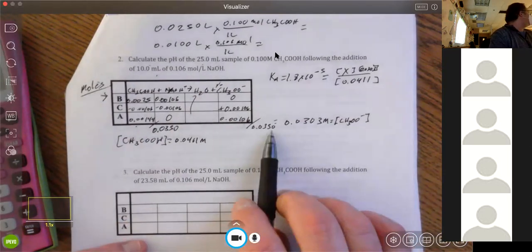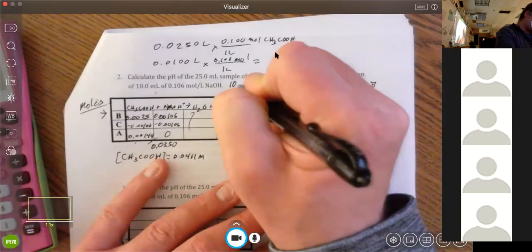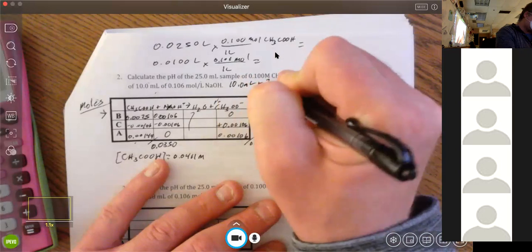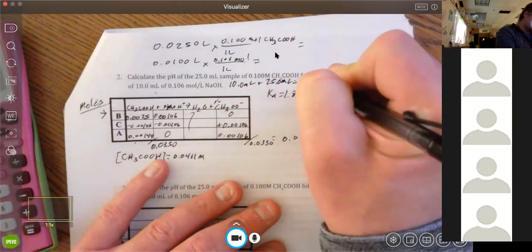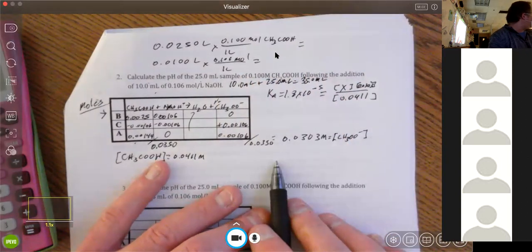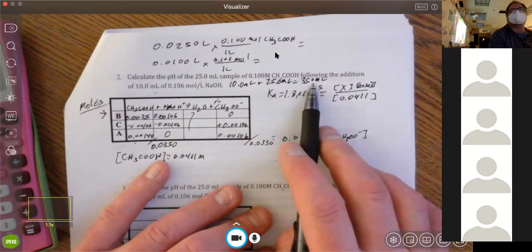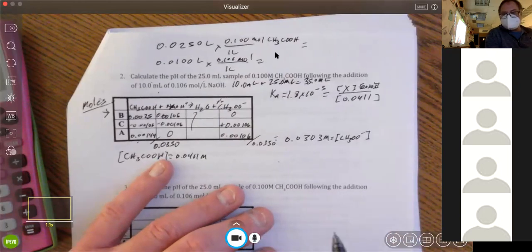The 0.0350. If we take a look up here, we have 10.0 milliliters plus 25.0 milliliters equals 35.0 milliliters. But concentrations or molarity are moles per liter, so we change that to liters.